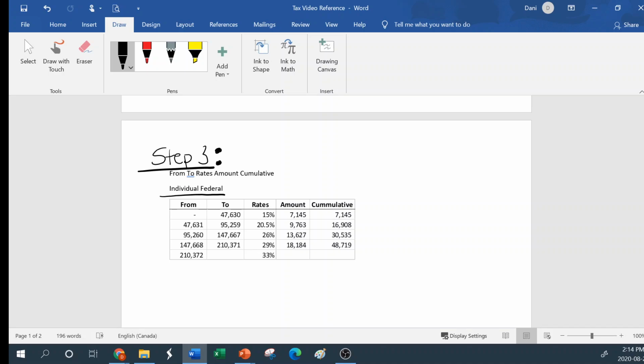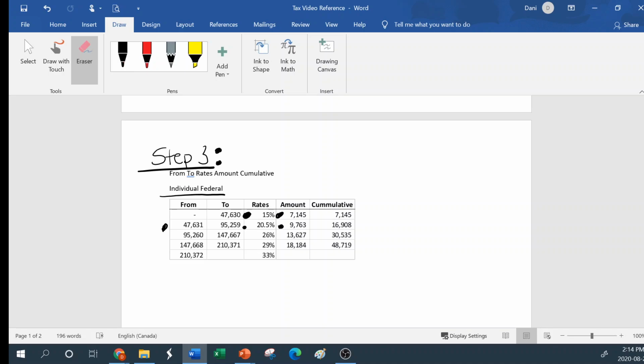Now, the next part would be, okay, well, if you make between $47,631 and $95,259, your new tax rate is 20.5%. So meaning that on the first $47,630, you would pay 15%. But anything extra that you make after that, up to $95,000, gets taxed at a higher rate. Therefore, the more money you make, the more taxes that you pay.